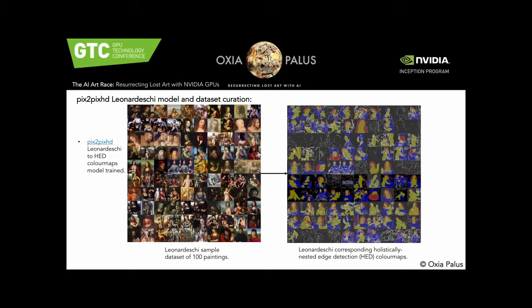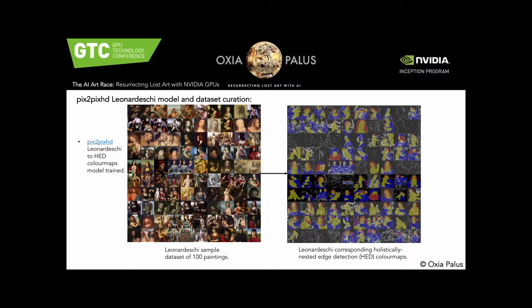In this example, there are 100 paintings, but we've used 225. The images on the right show a set of edge maps with noise added and a holistic nested edge detection applied to all of the paintings that are on the left. We've also then partially augmented and labeled some of these images in order to help the algorithm recognize certain attributes such as skin, hair, and clothing.